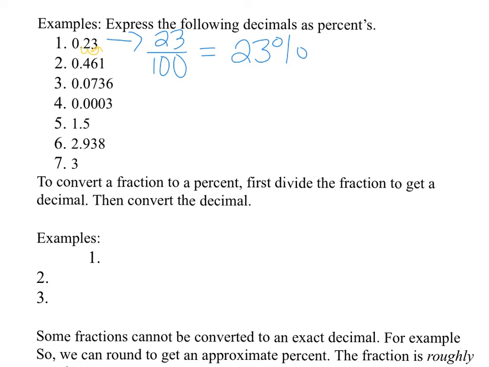Let's do the same thing for number 2. I'm going to just move my decimal point 2 places to the right, and that gives me 46.1%. Remember to put your percent signs because this is representing percentage. In number 3, we have 0.0736, so move your decimal point 2 places and you get 7.36%.